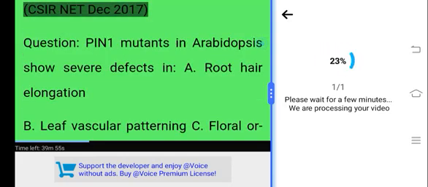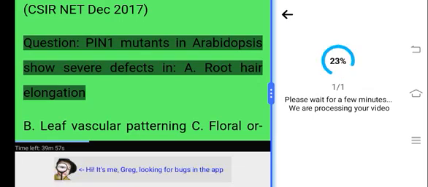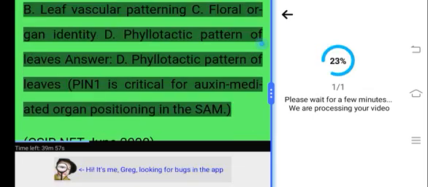CSIR-NET December 2017. Question: PIN1 mutants in Arabidopsis show severe defects in which of the following? A: root hair elongation. B: leaf vascular patterning. C: floral organ identity. D: phyllotactic pattern of leaves. Answer: D, phyllotactic pattern of leaves. PIN1 is critical for auxin-mediated organ positioning in the SAM.